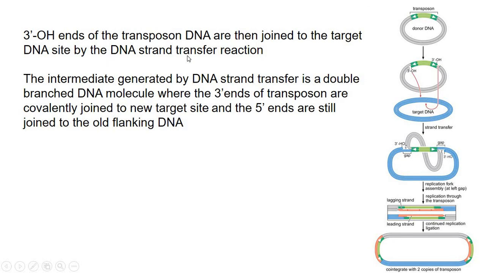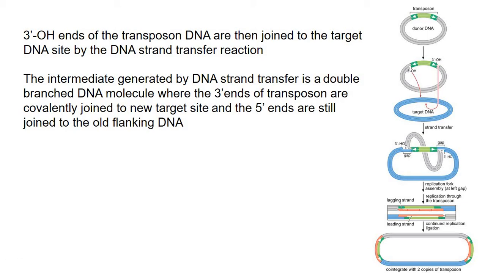This 3' hydroxyl end of the transposon is joined to the target DNA site by the DNA strand transfer reaction, the recombination reaction. And that's where the recombination comes in. These are 3' hydroxyl groups here. These will make a strand break in the target DNA. It will make this DNA strand transfer reaction. So these are combined now. These two DNA molecules are now recombined.